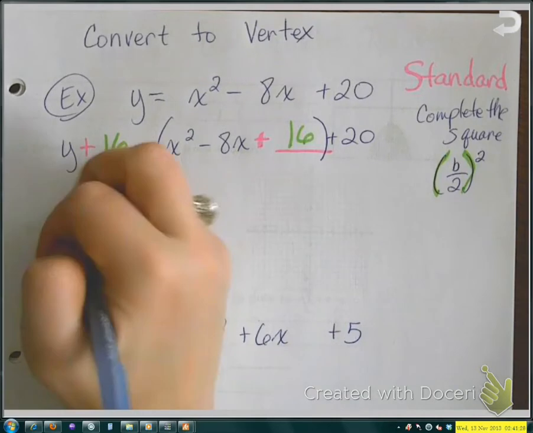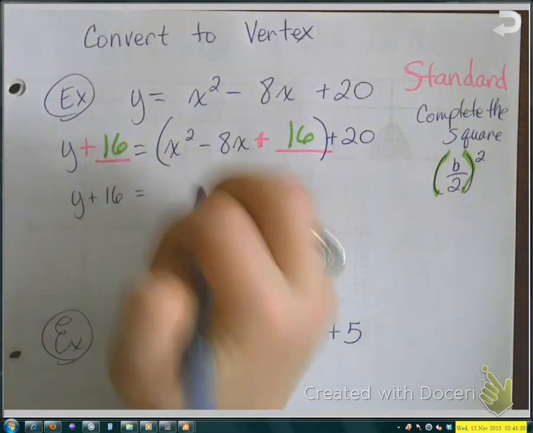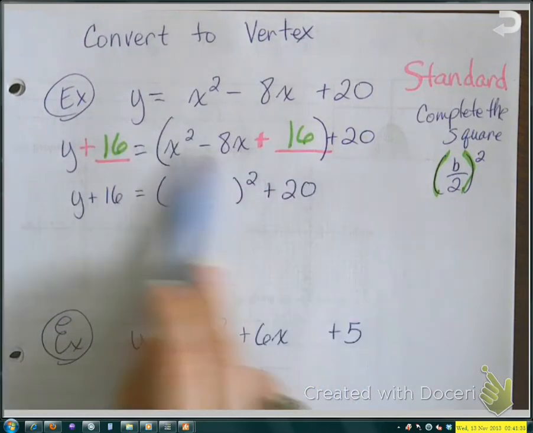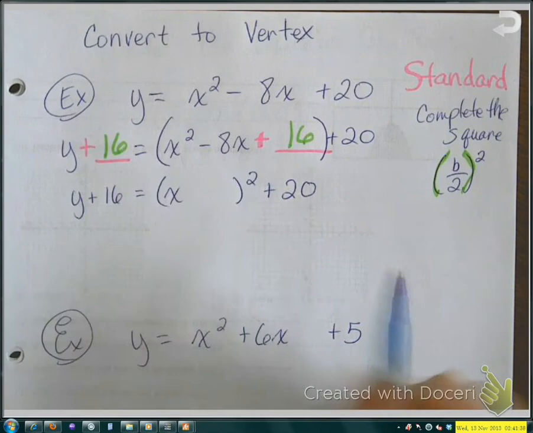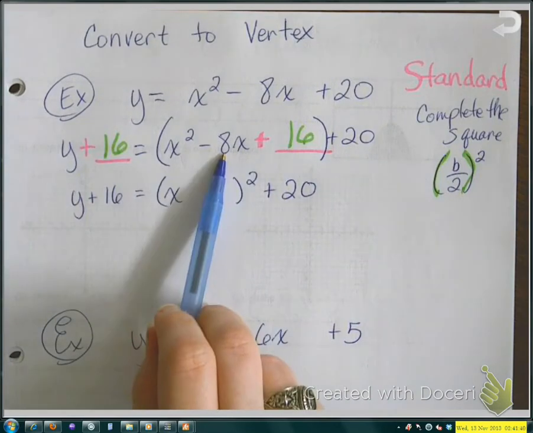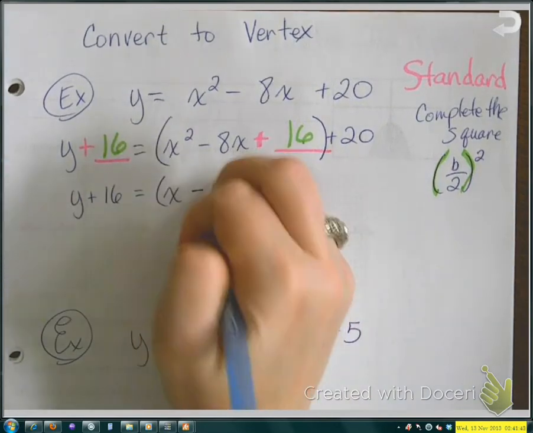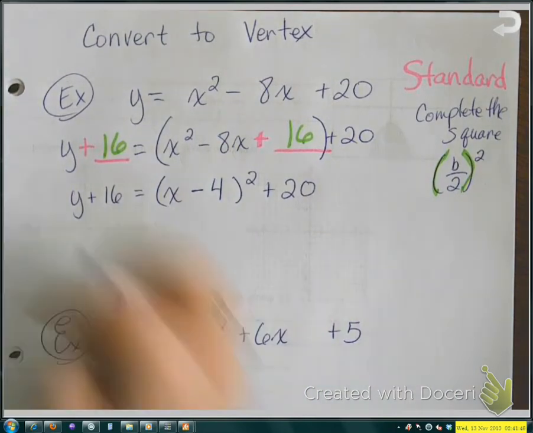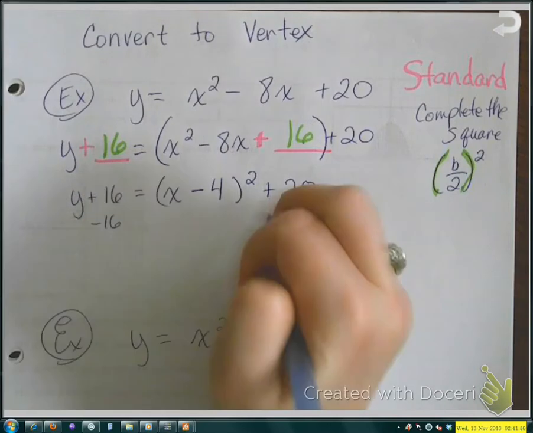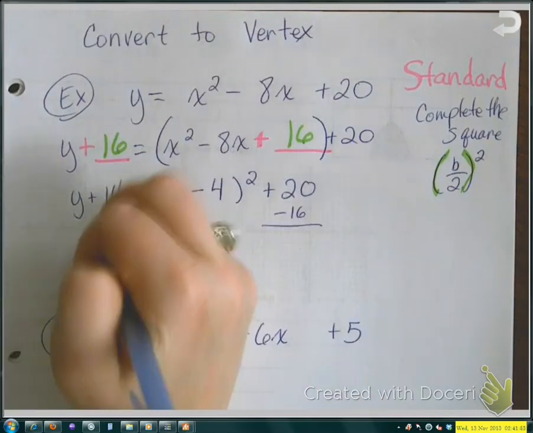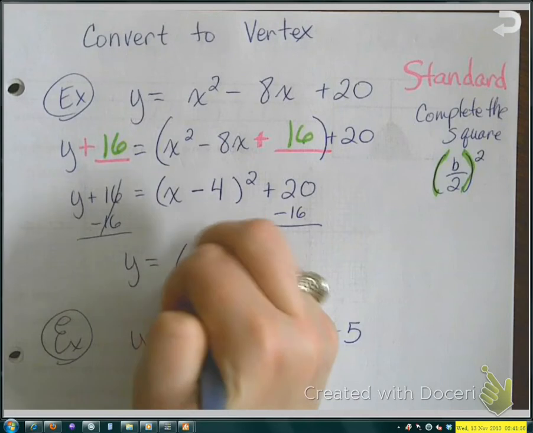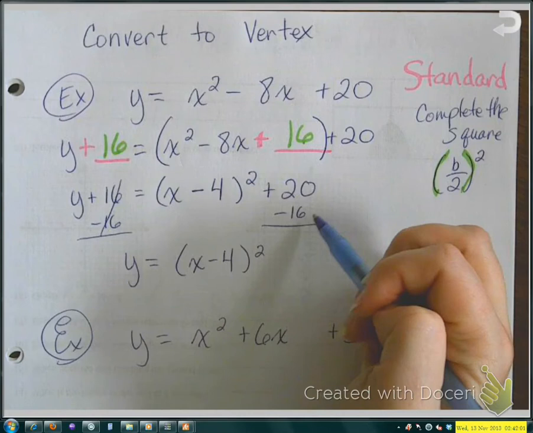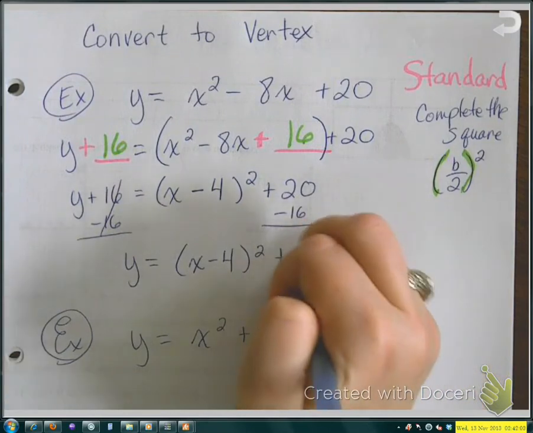Now we're going to write this as a square. So I'm going to write it as something squared. So I have my x at the front, and in order to get the binomial, it's going to be whatever half of b is. And I'm going to include the sign this time. So it's going to be a -4 because half of -8 is -4. Now we can move that wonderful 16 over to the other side. So I have y equals x minus 4 squared, and then 20 minus 16 would give me 4. So it's plus 4 on the outside.